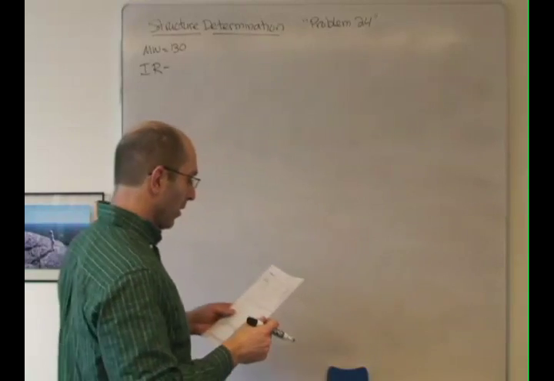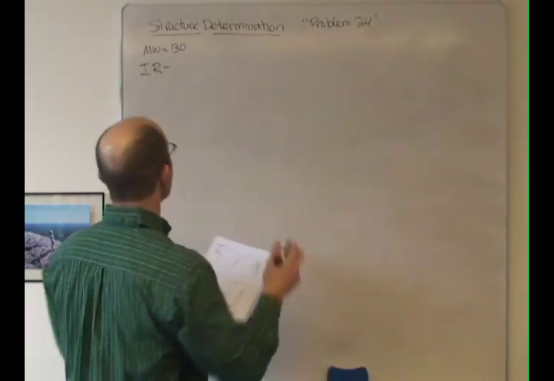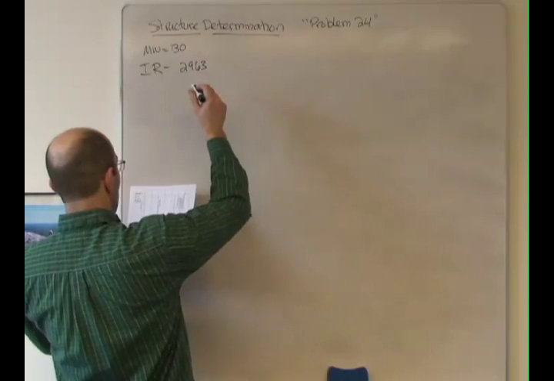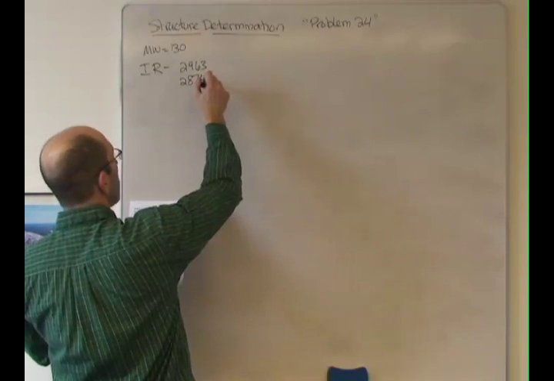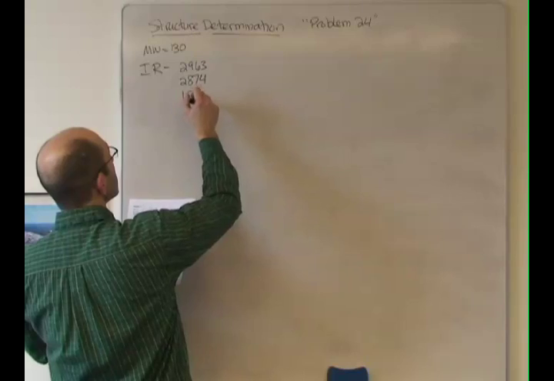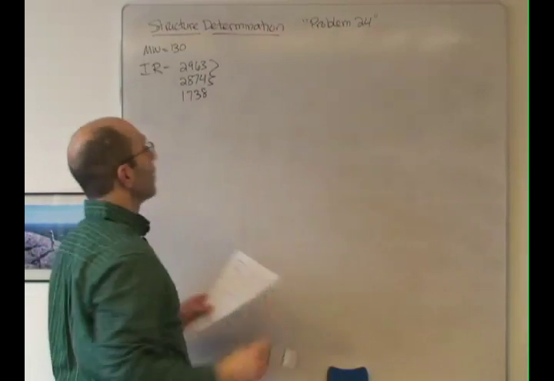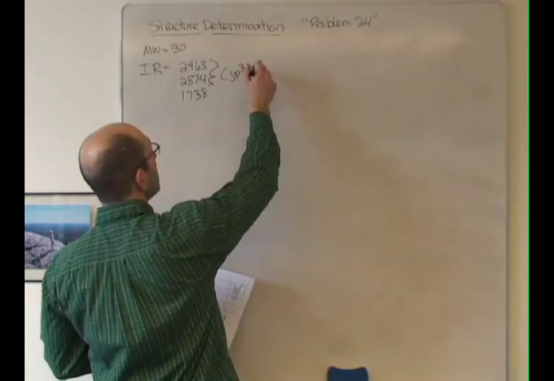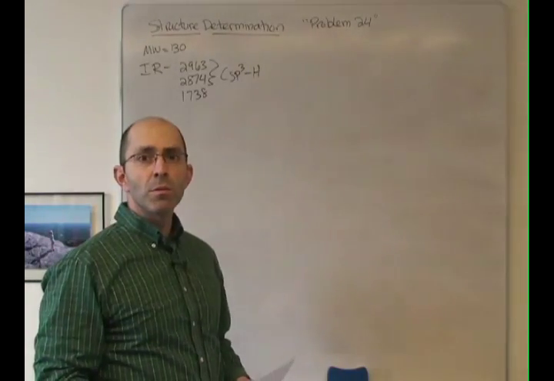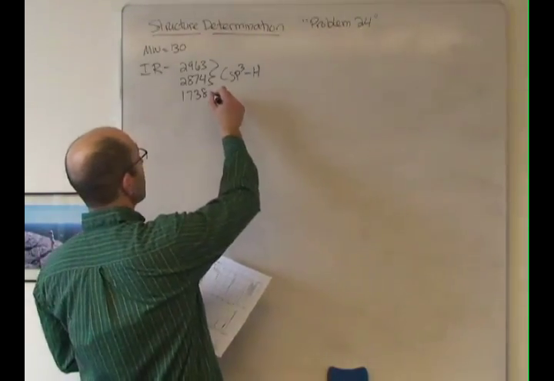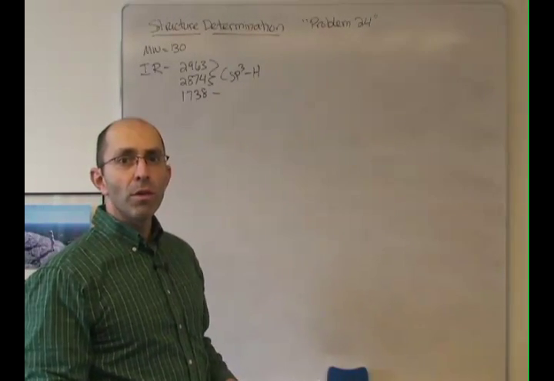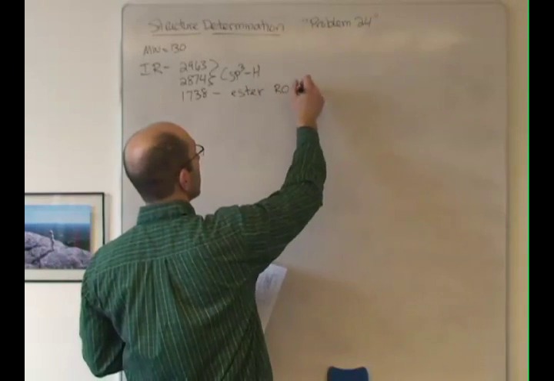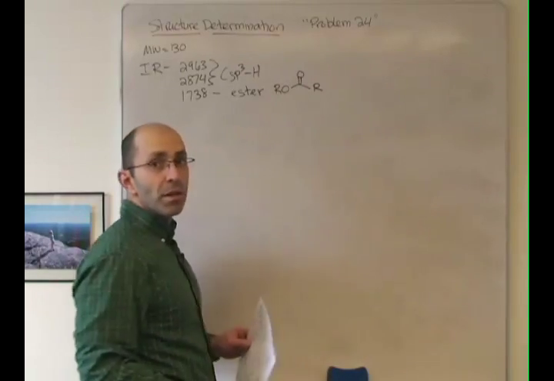So the IR is going to tell us, essentially we have 3 peaks, right? So we have a peak at 2963, one at 2874, and one at 1738. Those two are from Csp3-H bonds. All right, so just some nice hydrocarbon bonds. And then if we look at the 1738, hopefully we think very quickly that that is from an ester. All right, so we're thinking that we have something that looks like that.